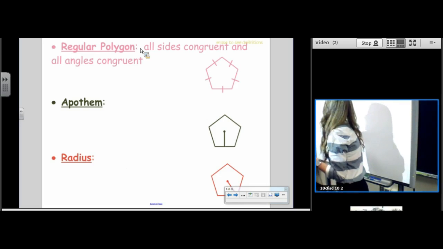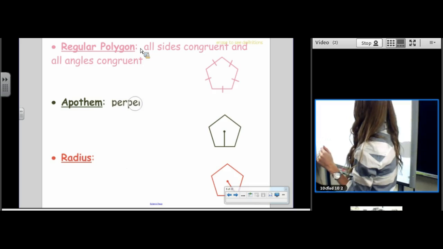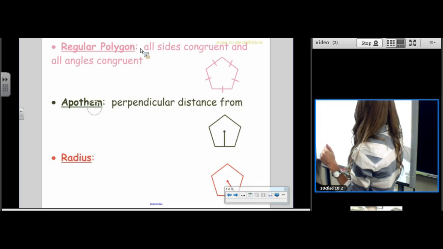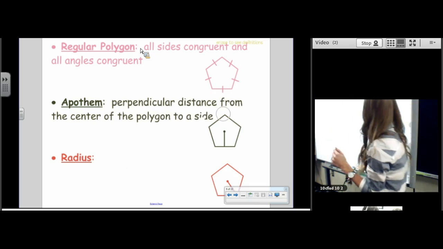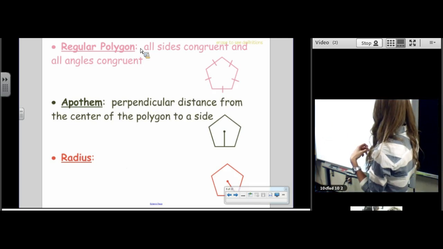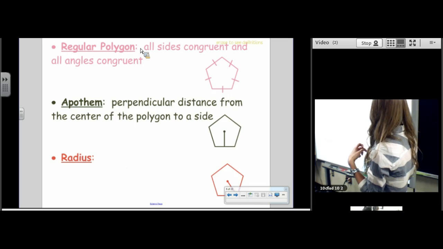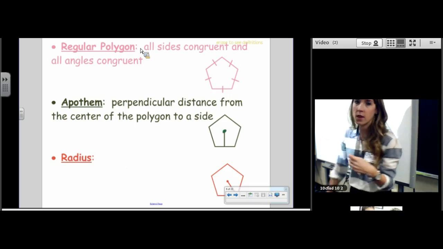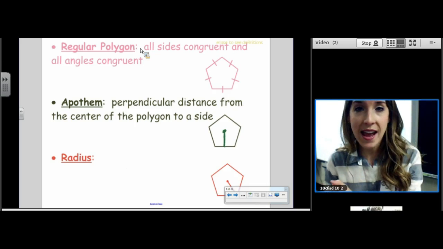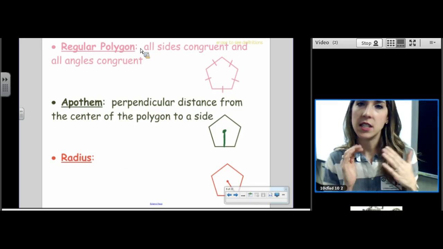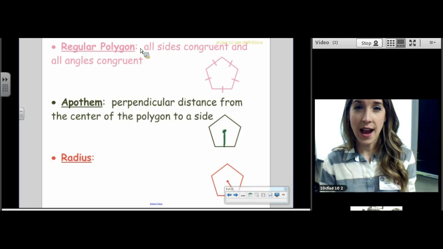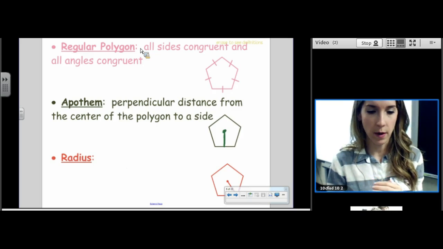The apothem is the distance from the center of the polygon to a side. Is it from the center to an angle? No. It's the distance from the center to the side. Yes, you need to write this down in your notes somewhere.